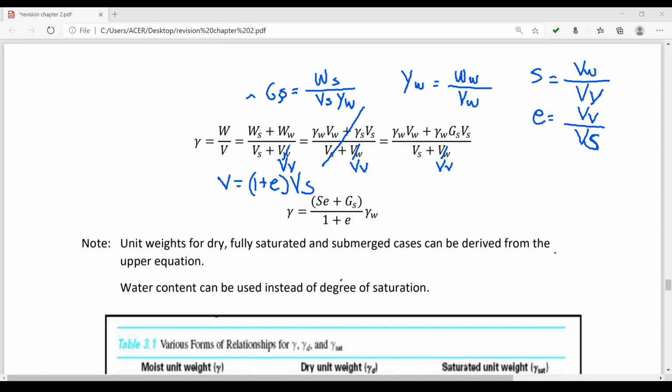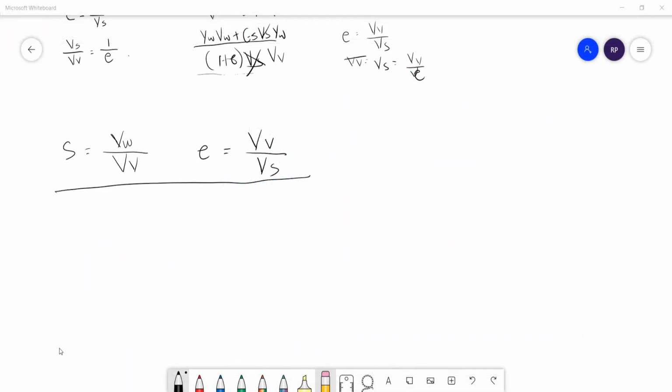Then let's go back to our slides. So we recall that the degree of saturation is equal to Vw, the total volume of water, all over the total volume of your voids, and your void ratio is equal to the total volume of your voids all over the total volume of your soil solids. This will be used in deriving this equation.